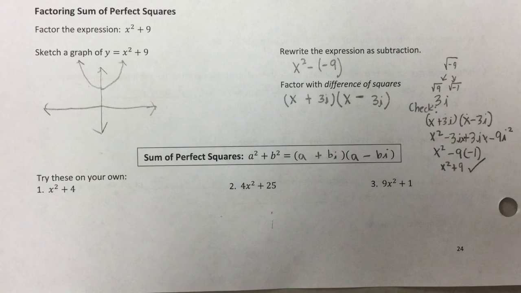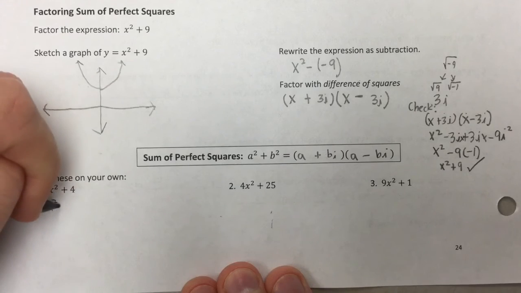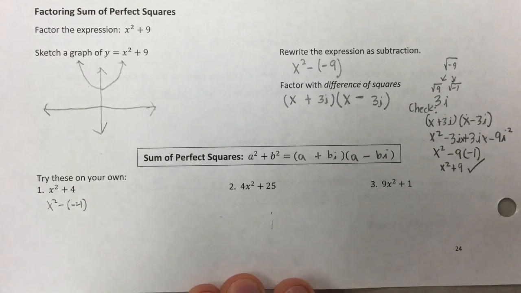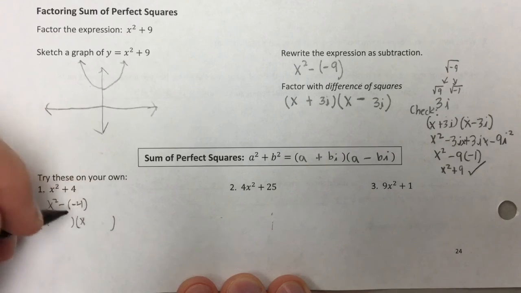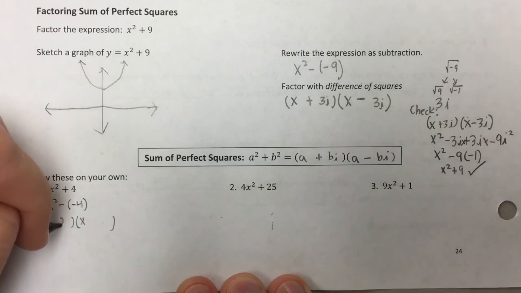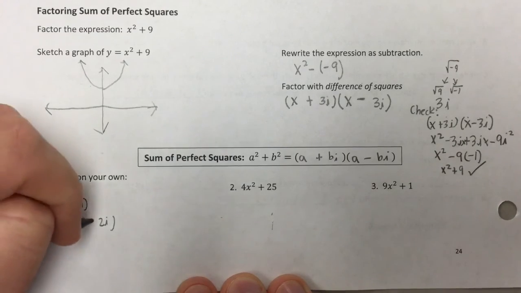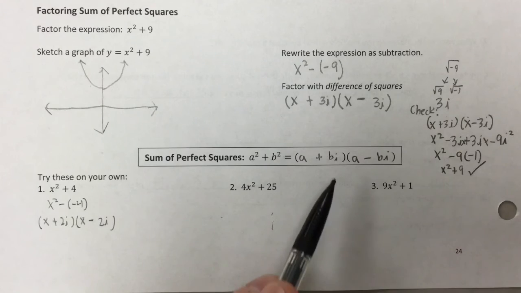So for example, x squared plus 4. They're both perfect squares, and they're being added. Remember, you really want to think of it like this: x squared minus a negative 4. So when I do difference of squares now, x and x, the square root of x squared is x. The square root of negative 4 is 2i. And you always have opposite signs. So that's what we were talking about here. Square root of 4, so we put 2i.